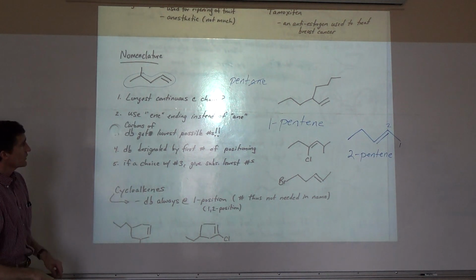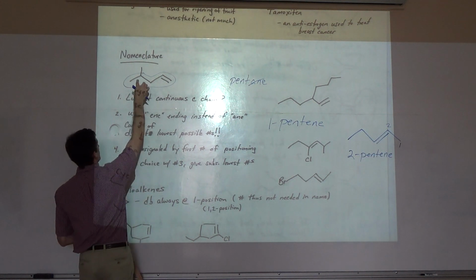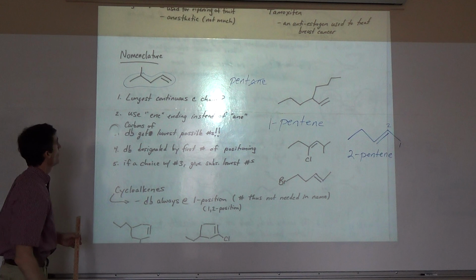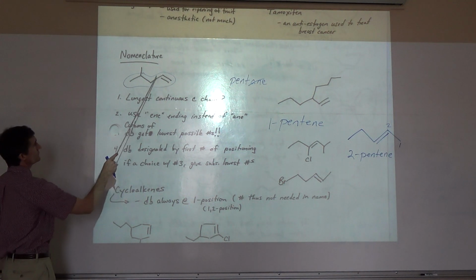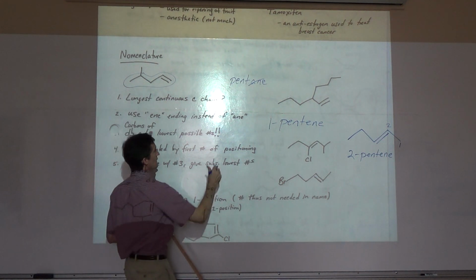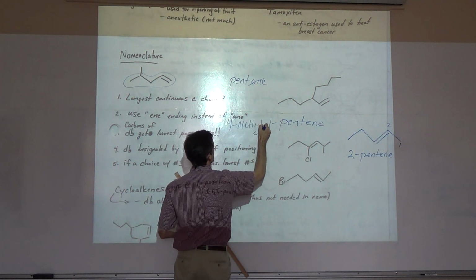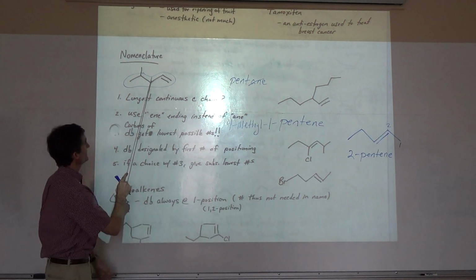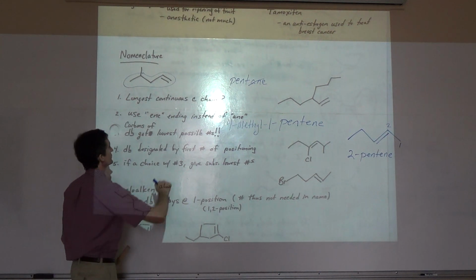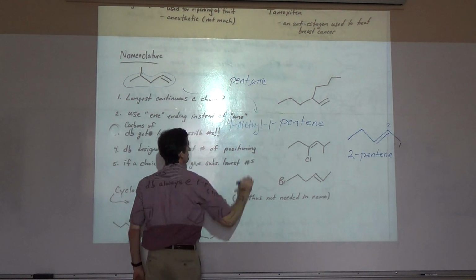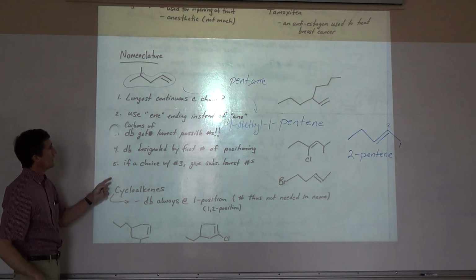That's circled. What is on our 1 pentene? We have a methyl group. What position? 1, 2, 3, 4. So this would be 4-methyl 1 pentene. So here's our name for this guy here.